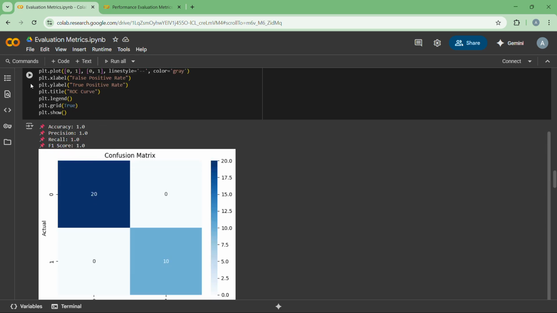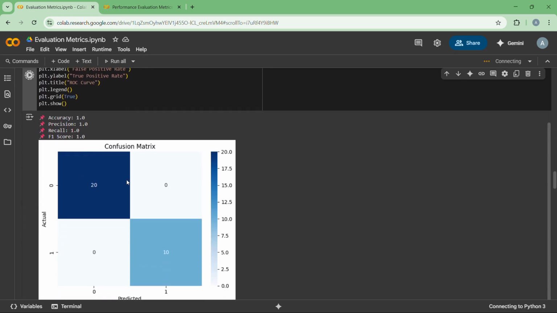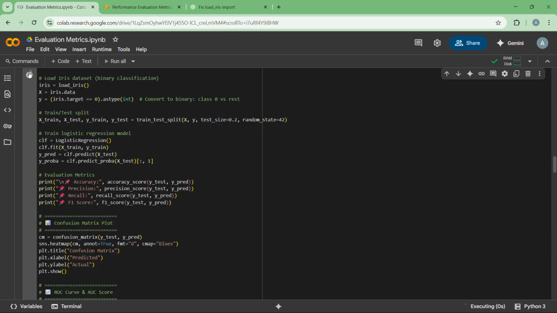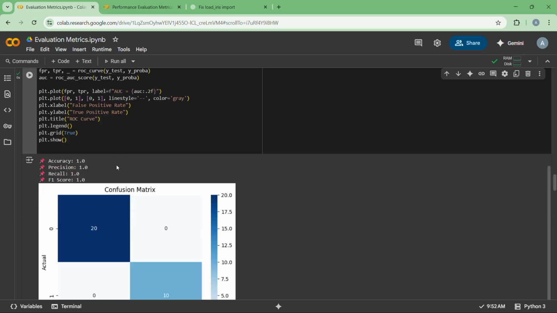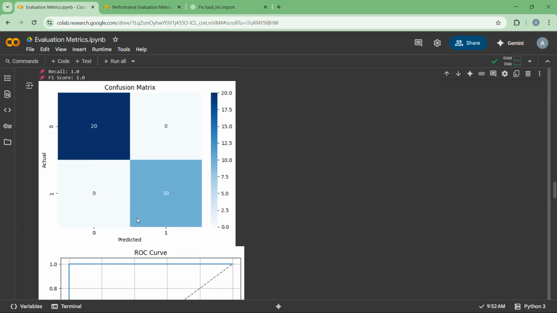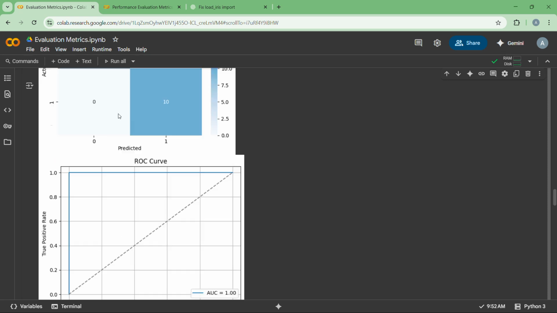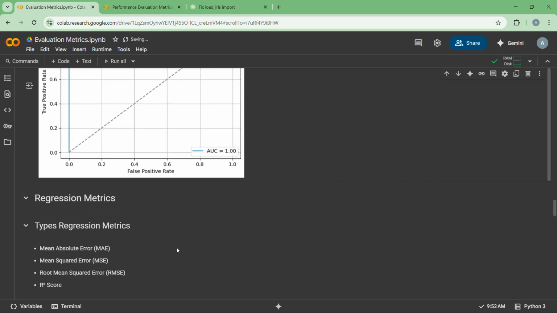So the output of the code is accuracy 1, precision 1, recall 1, F1 score 1, and this is the confusion matrix in a bar graph. This shows predicted values and actual values. And this is the ROC curve, with true positive rate and false positive rate.